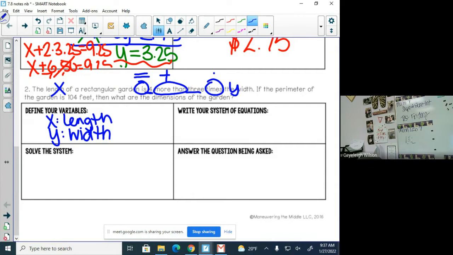The perimeter. How do you find perimeter of something? Yeah, you add up all the sides. So add all the sides. And the garden is 104 feet. So that first equation wrote itself. Right? Can you write all that down? When I did, okay. The first equation wrote itself, Blake. So all I'm going to do now is just write what I wrote.